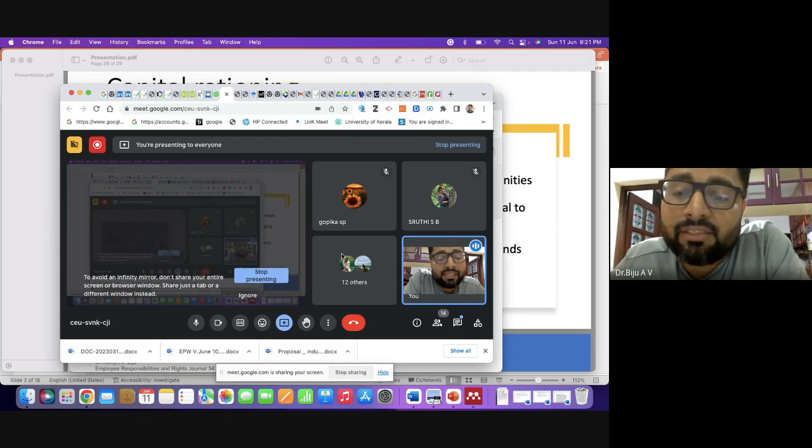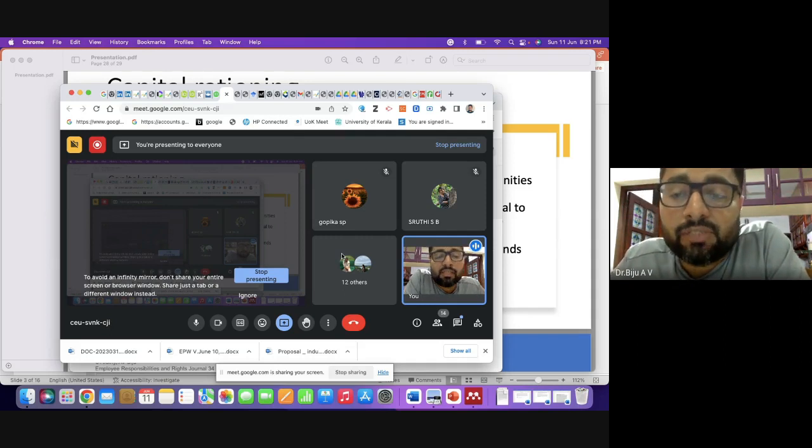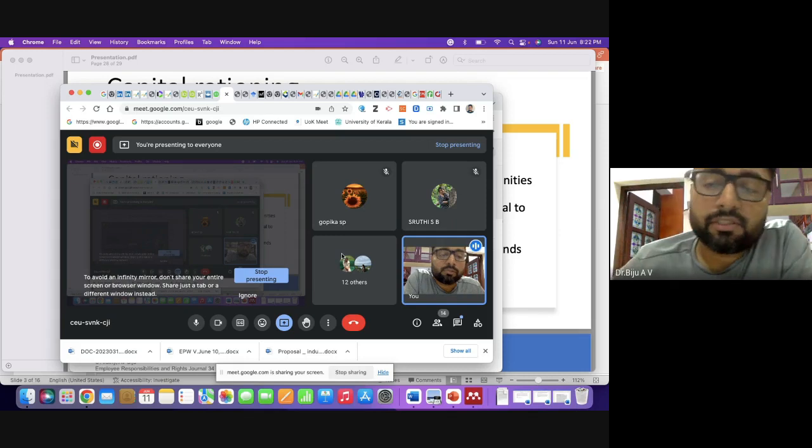Based on these capital budgeting techniques, they can rank the proposals: rank number 1, rank number 2, rank number 3. They will select proposal 1 or proposal 2 based on rank, and they can eliminate the other proposals which are not suitable to the company. That is capital rationing.